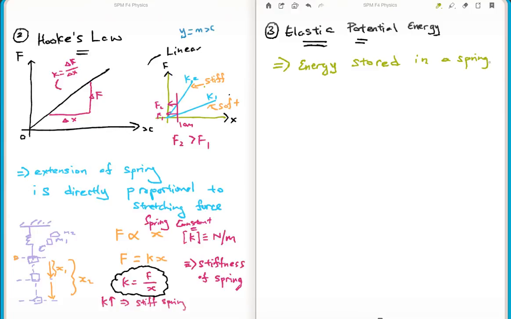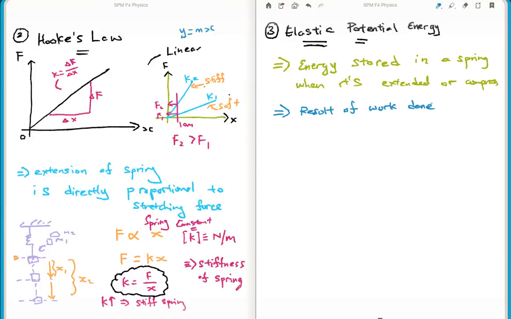How do you store energy in a spring? Energy is stored in a spring when it is extended or compressed. How is that so? It's a result of work done. You do the work when you compress it or extend it. The work that you have done is stored in the spring. That's why it comes back to its original position.